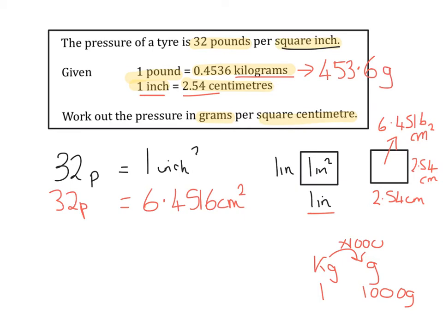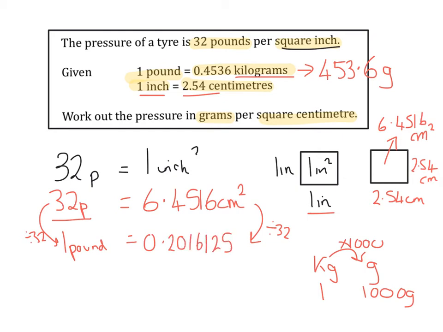Okay. Well, at the moment we're dealing with 32 pounds. So let's get down to 1 pound on this side by dividing by 32 here. So you keep setting it out like a ratio, which means I need to divide by 32 here. So 6.4516 divided by 32, and I get 0.2016125. I'm going to keep that on my calculator in case I need it in a bit. Now, that's for 1 pound.